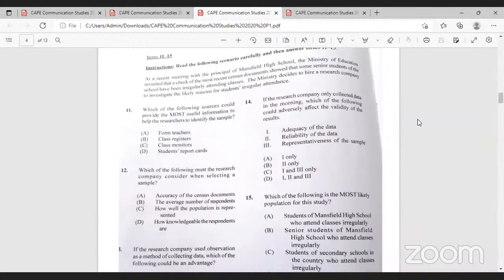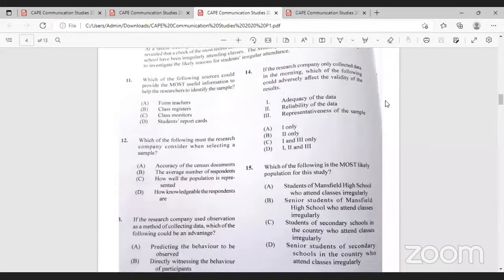So your sample is some senior students of the school who have been irregularly attending class. Okay? So that is some of them. So what would be the population? It's the wider population from which you're taking that sample. Answer is B. Senior students of Mansfield High School who attend classes irregularly. That's the population, and you are just taking a sample, a very small segment of that population.